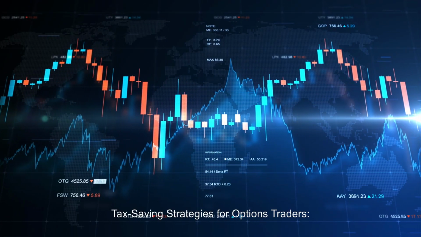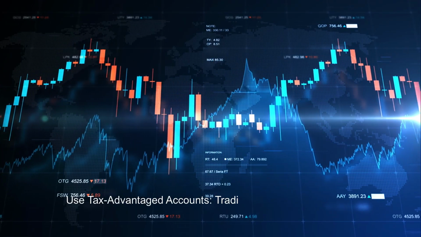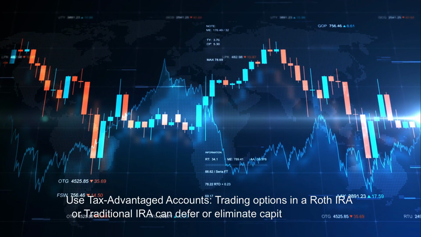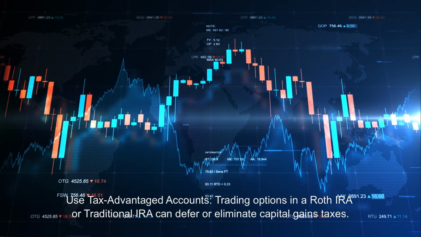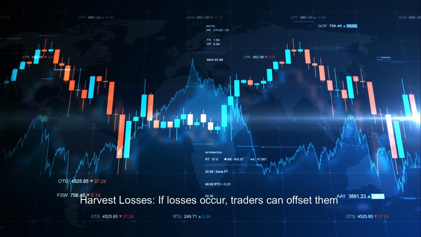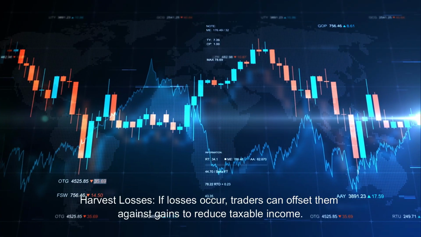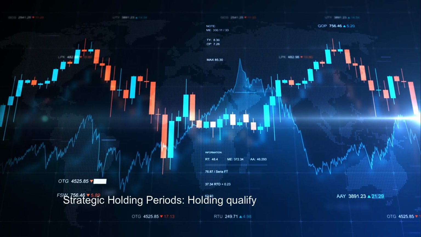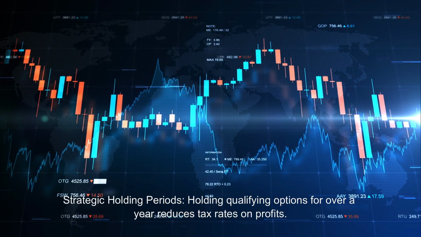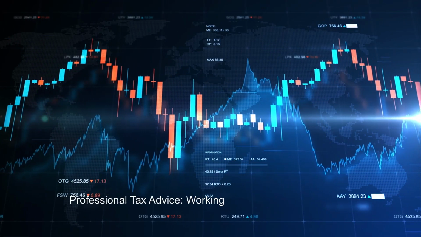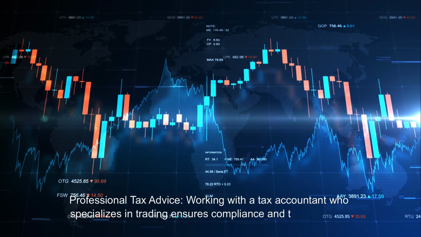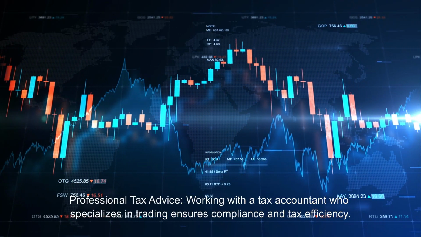Tax-saving strategies for options traders. Use tax-advantaged accounts. Trading options in a Roth IRA or traditional IRA can defer or eliminate capital gains taxes. Harvest losses. If losses occur, traders can offset them against gains to reduce taxable income. Strategic holding periods. Holding qualifying options for over a year reduces tax rates on profits. Professional tax advice. Working with a tax accountant who specializes in trading ensures compliance and tax efficiency.